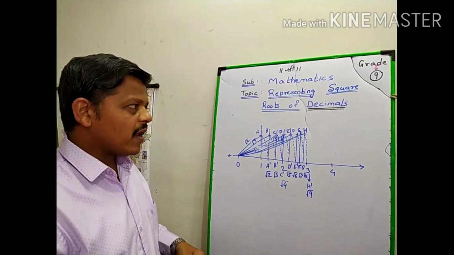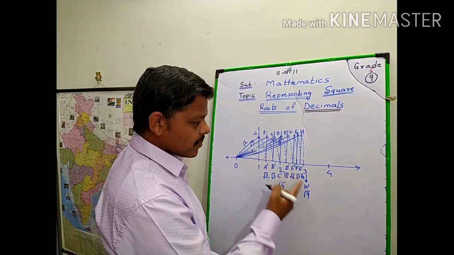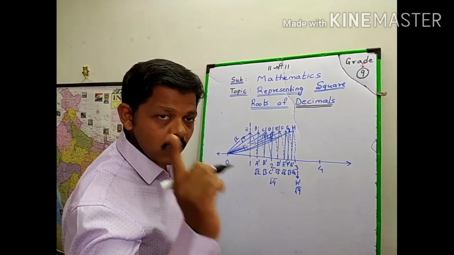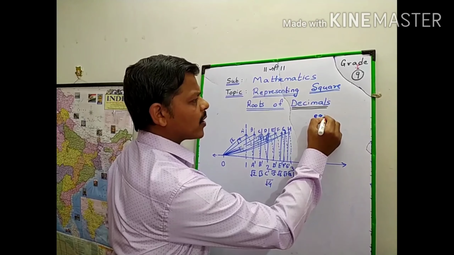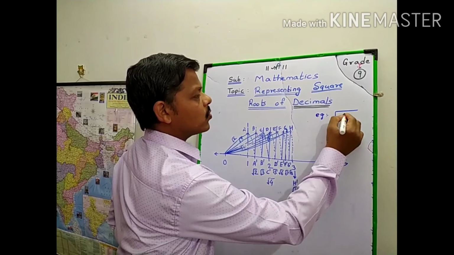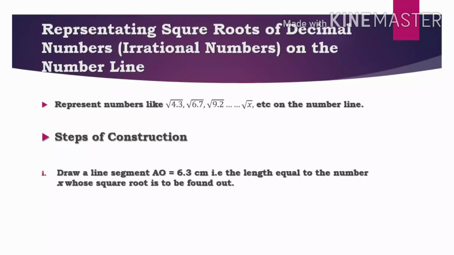Now, today we are going to look at something new. That was natural numbers. Now we want to find out the square roots of decimals. The example we are going to look at: we want to find root of 6.3. Okay, now what is to be done?